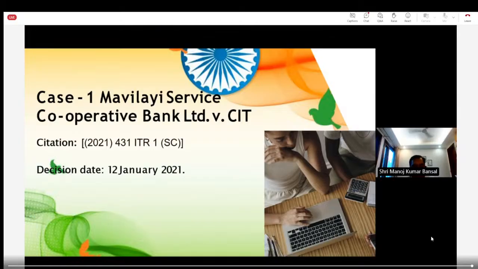RBI has cautioned that these are cooperative banks. Only banks which have been given license by RBI under the RBI Act 1949 can use the word bank.